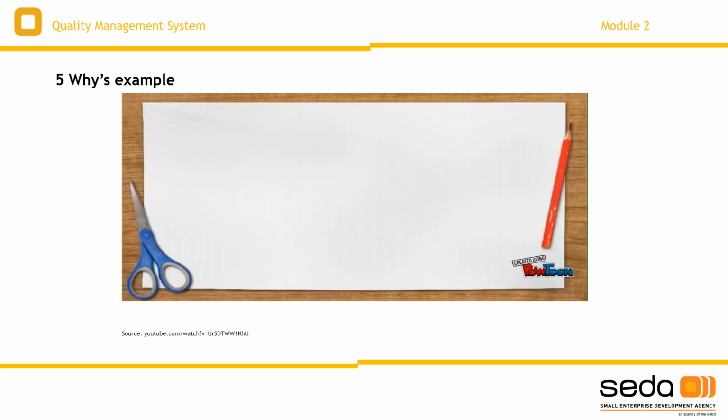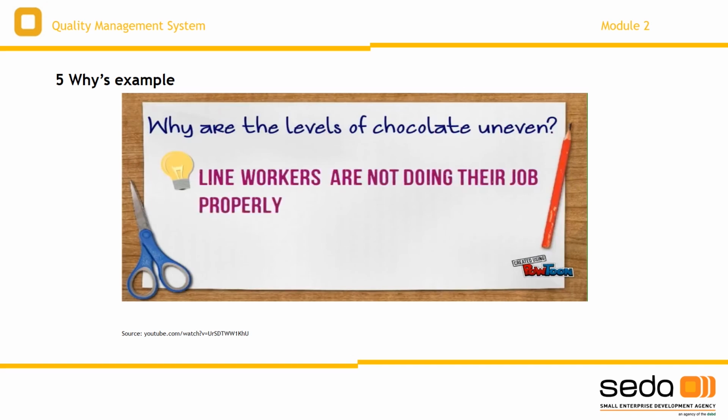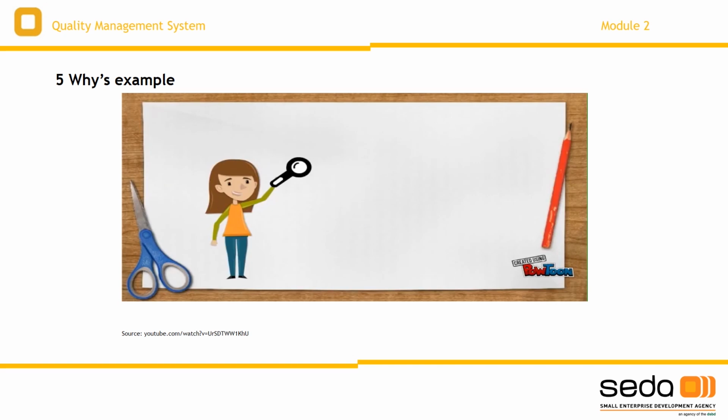Why are the levels of chocolates uneven? And you may come to the conclusion that line workers in charge of checking the levels of the jars are not doing their job. Now we can chalk this bottling issue up to human error. But how about we take a closer look?